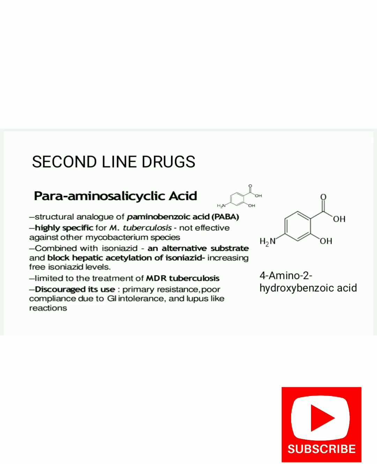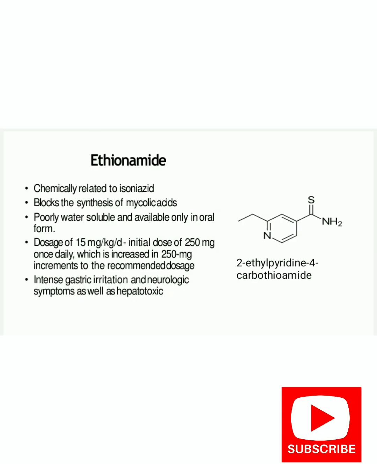It is highly specific for M. tuberculosis and not effective against other Mycobacterium species. Combined with isoniazid, this drug is given in combination with isoniazid in 250 mg increments up to the recommended dosage. It causes intense gastric irritation and neurologic symptoms, and is also hepatotoxic.